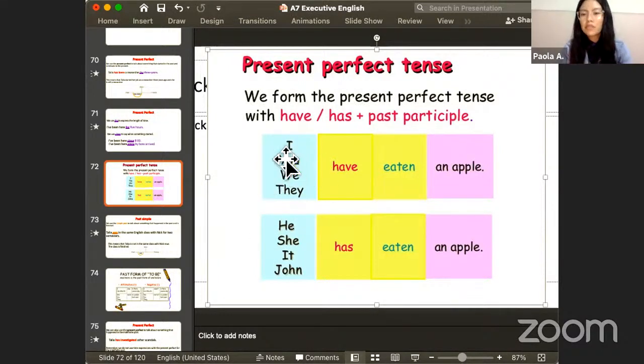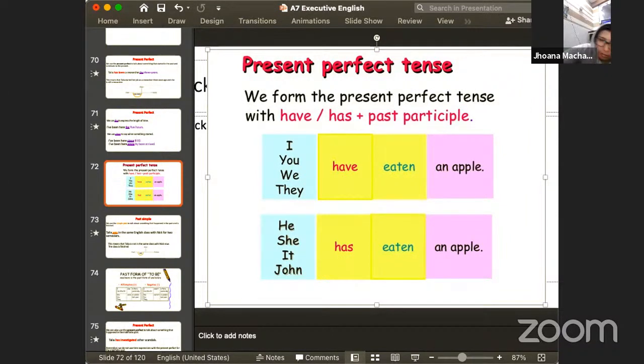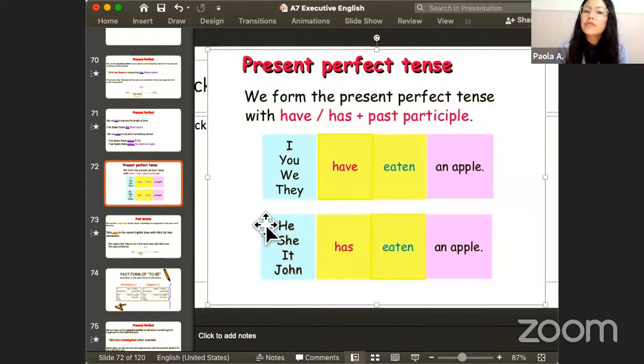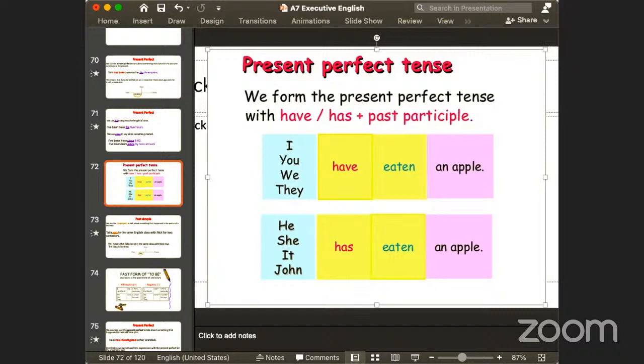All right, so maybe, Joanna, can you choose one of these subjects and read the sentence, please? With all of them, teacher? No, you can just choose one. Okay. You have eaten an apple. Okay, thank you. Same thing, Gilbert. Can you choose one of the subjects here and read the statement, please? Just choose one of them, and then read the rest of the sentence. He has eaten an apple. All right, great.